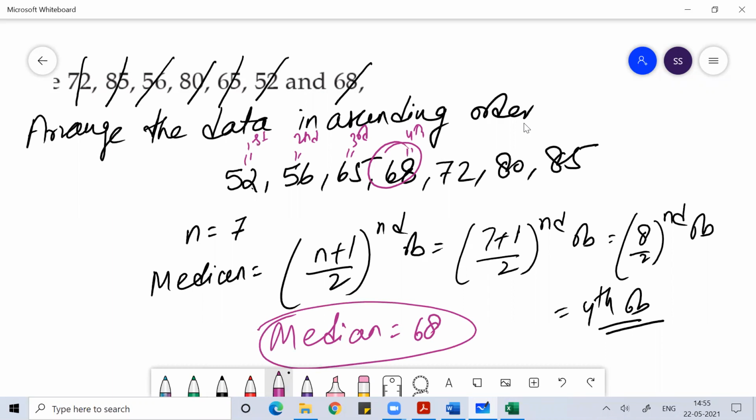Very clear. I think you can easily understand. Median is all about finding the middlemost value. So whenever you get raw data, you find the median this way. Anyone, any doubt? You arrange the data in ascending order and find the middlemost value, which we call the median. Fine, I hope you don't have any doubt.